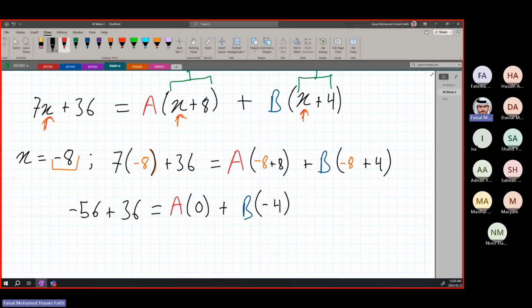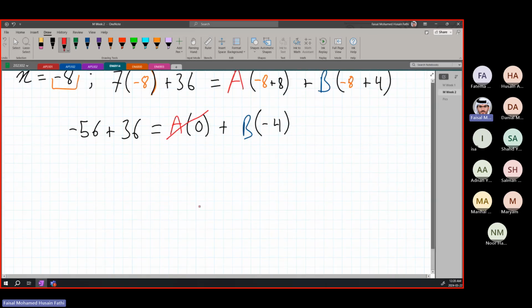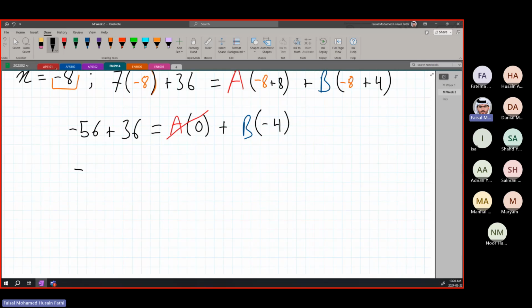So if you notice, the idea of using minus 8 here is we're canceling out the A completely. So this A is going to be completely cancelled. It's going to be equal to 0. So now we can just solve for B. So minus 56 plus 36 is going to be equal to minus 20. It's equal to B into minus 4.